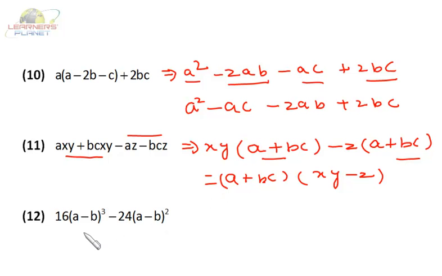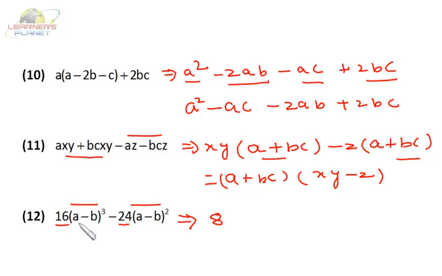Now this is an interesting case. Here we can take something common from 16 and 24. Then we can take a minus b as common from this term and this term. Okay, so from 16 and 24, what can be taken out as common? What is the HCF of 16 and 24? Isn't it 8? So let's write first of all 8.